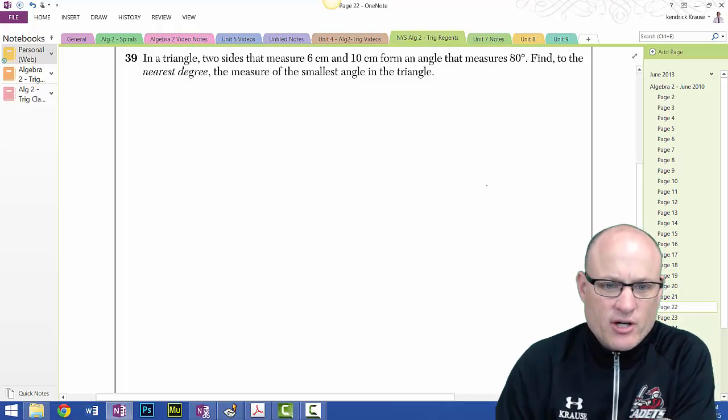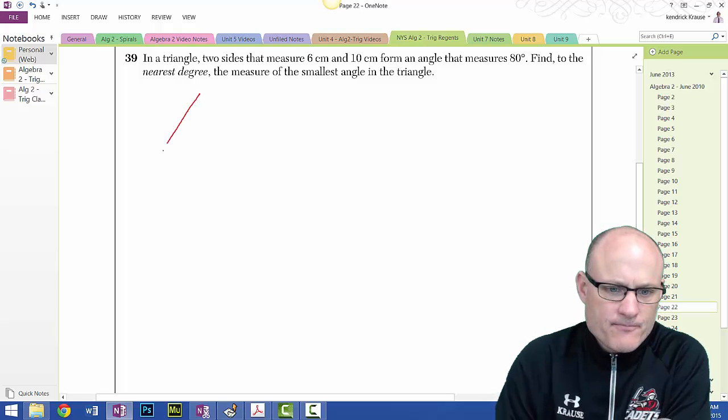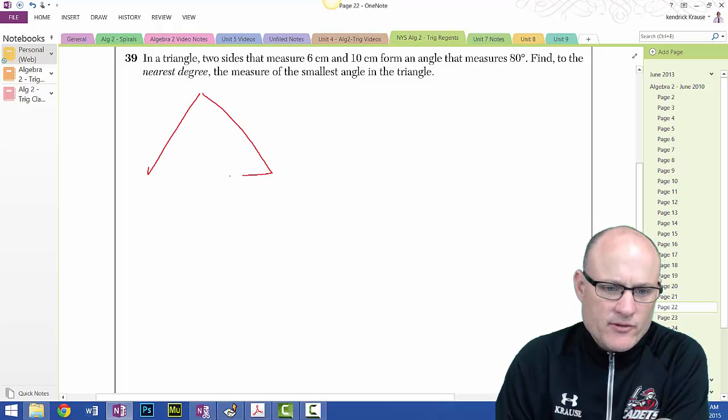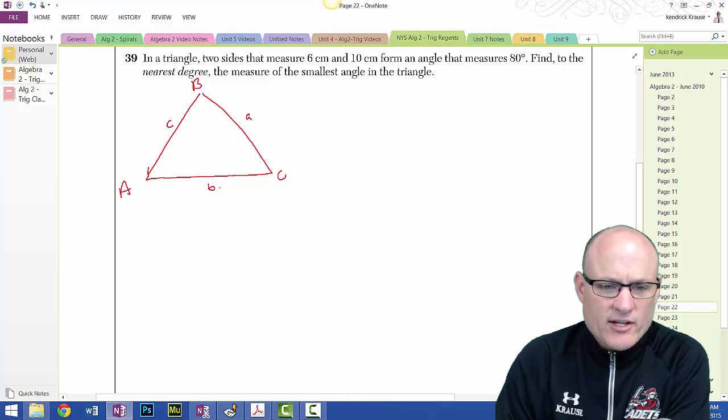So, any triangle, 2 sides that measure 6 and 10. So, let me get my triangle up. I'm going to label A, B, and C. A, B, C, and we'll go little a, little b, little c. Now, get a different color. It says 2 sides measure 6 and 10. It doesn't matter. Make this 6.